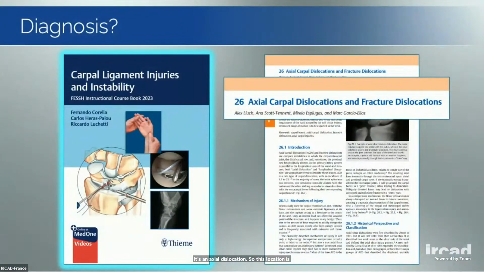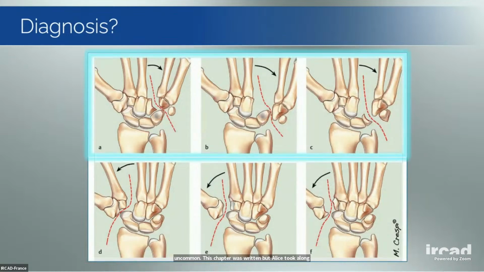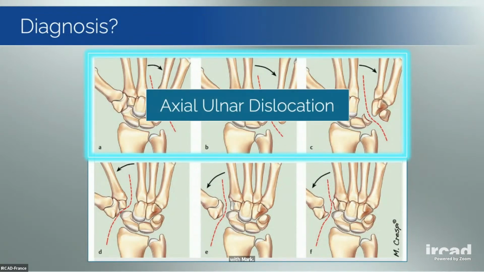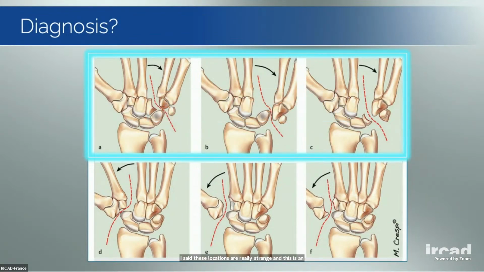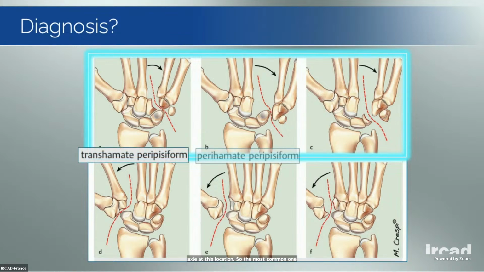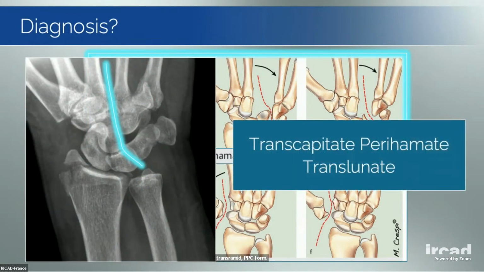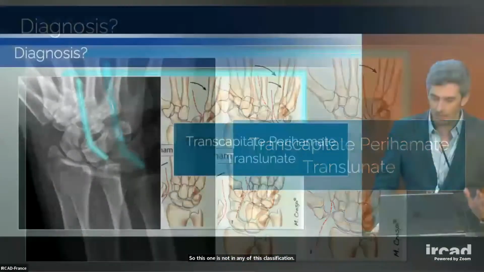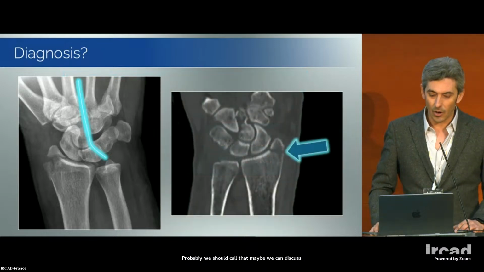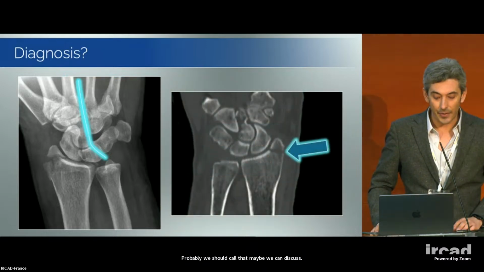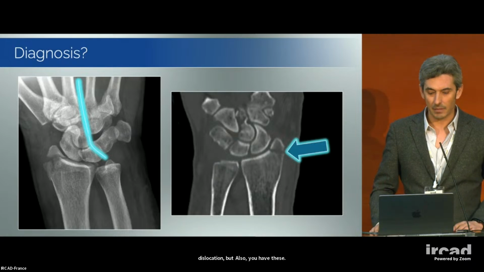This chapter was written by Alex Yuka along with Mark. Axial dislocations are really strange, and this is an axial ulnar dislocation. The most common ones are transhamate peripisiform, perihamate peripisiform. So this one is not in any of these classifications, but probably we should call it, maybe we can discuss, a transcapitate perihamate translunate axial dislocation, but you also have a fracture of the radial styloid, and Steve has helped you a lot.